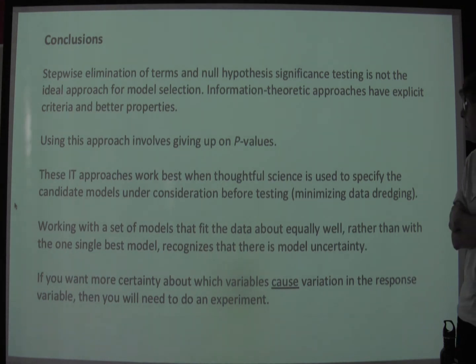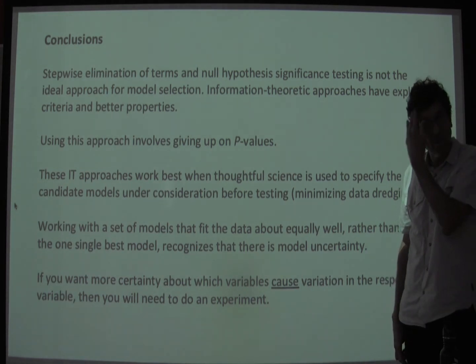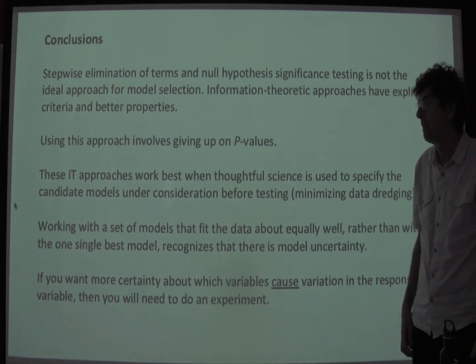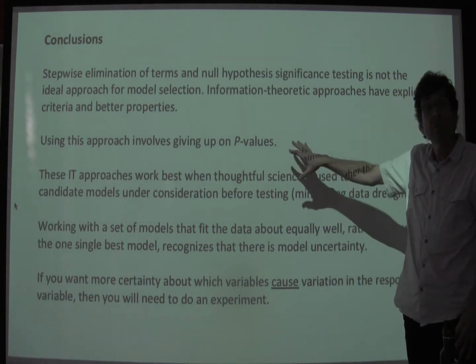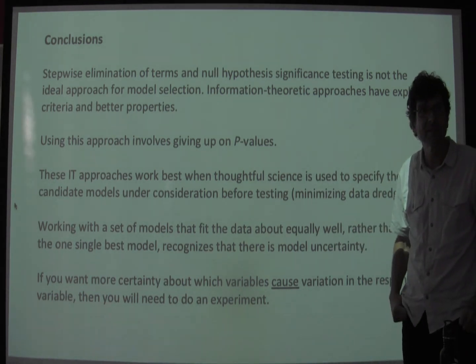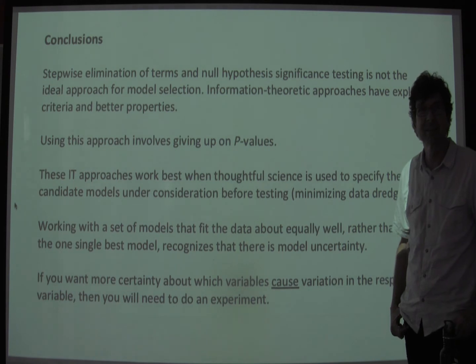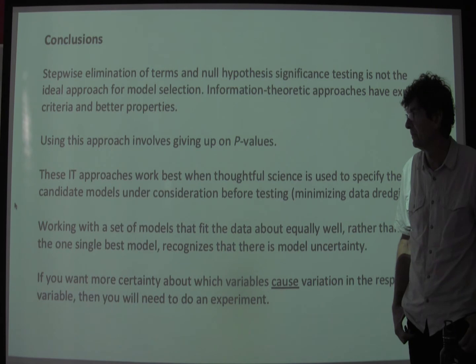So, just to summarize then, stepwise elimination of terms and null hypothesis significance testing is no longer regarded as the ideal approach for model selection. So abandon stepwise regression. And we learned a lot of reasons why this approach can be problematic. But using the approach requires that you give up p-values. Can you do that? Are you strong enough? The reading next week will try to convince you that this should be done on first principles.